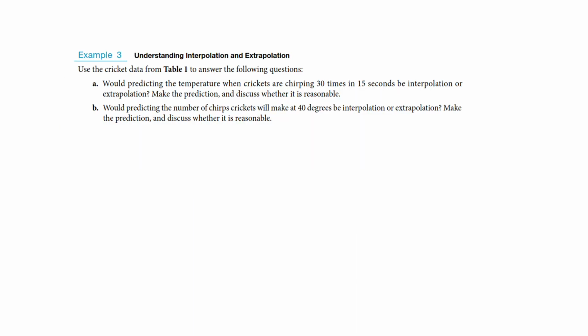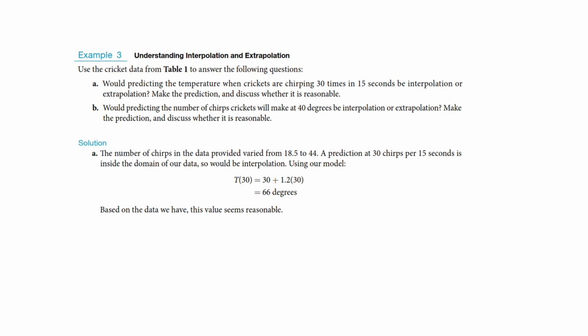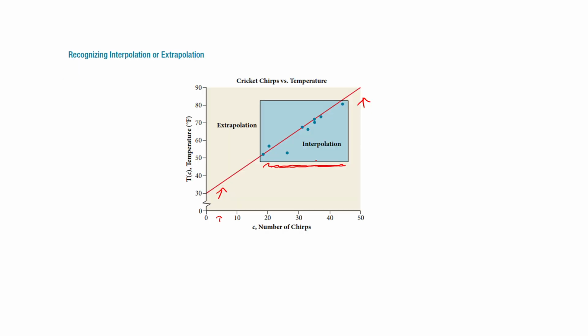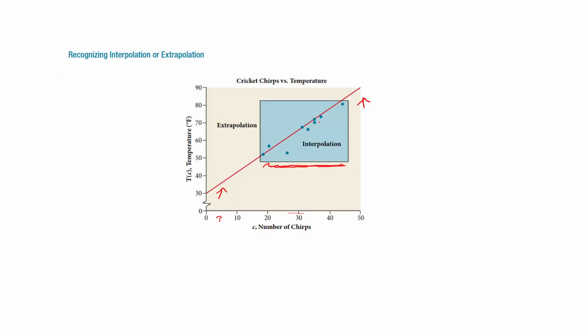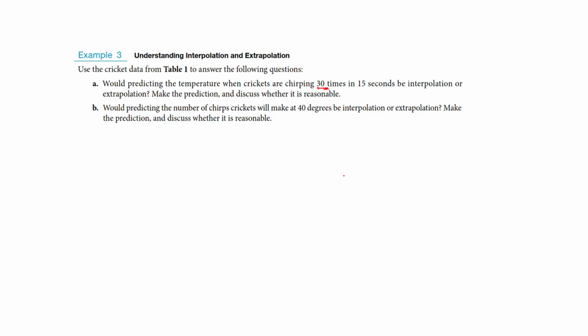Okay, so it's bad to extrapolate. It's bad to be outside of that box because bad things could happen. So here what they're just saying is, okay, we had our model. Let's just be careful. 30 would be okay because this was inside of our range. So 30 was inside the box here. So this would be interpolation.